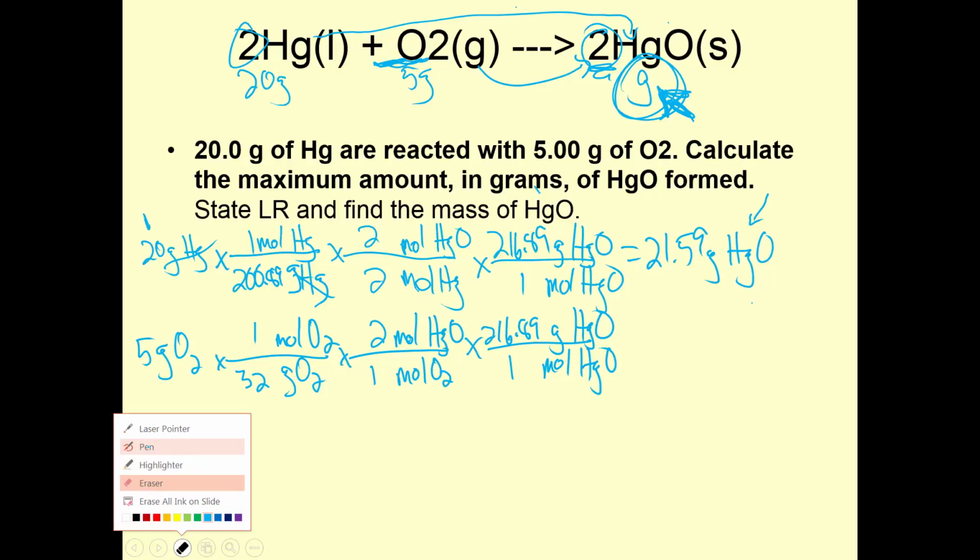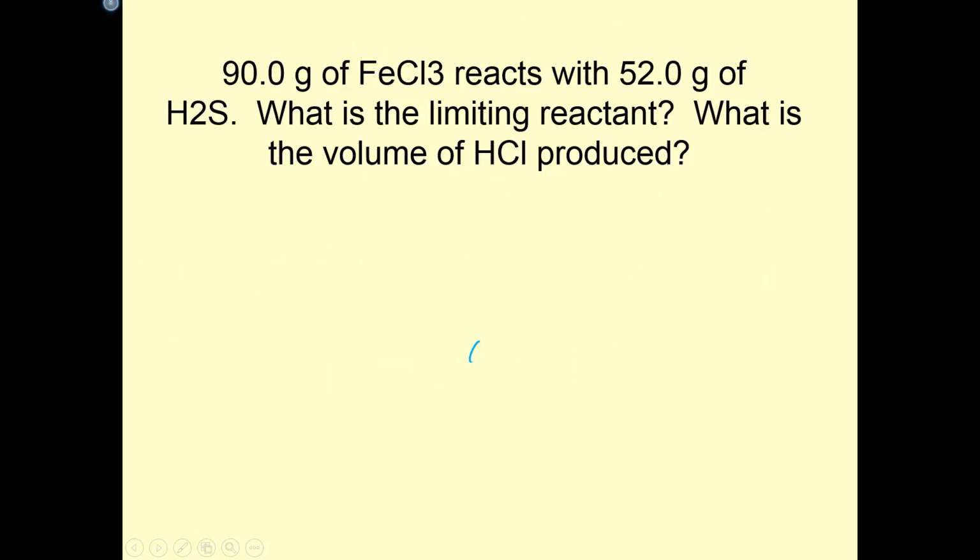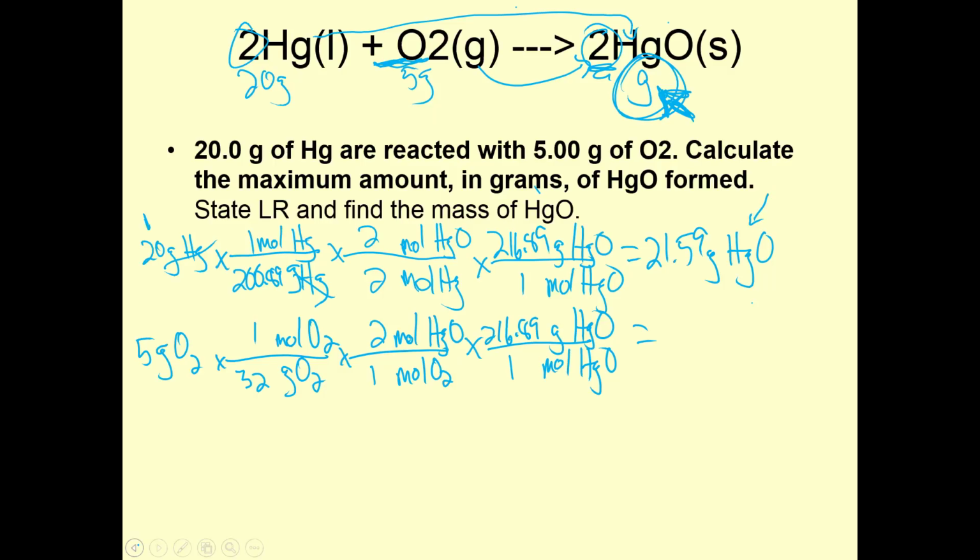Okay. So then I get out my calculator and bust this one out. 5 divided by 32 times 2 times 216.89. And that's not right because I started with a 5 and I couldn't type it in. 5 divided by 32 times 2 times 216.89. And that is 67.8 grams of HgO.